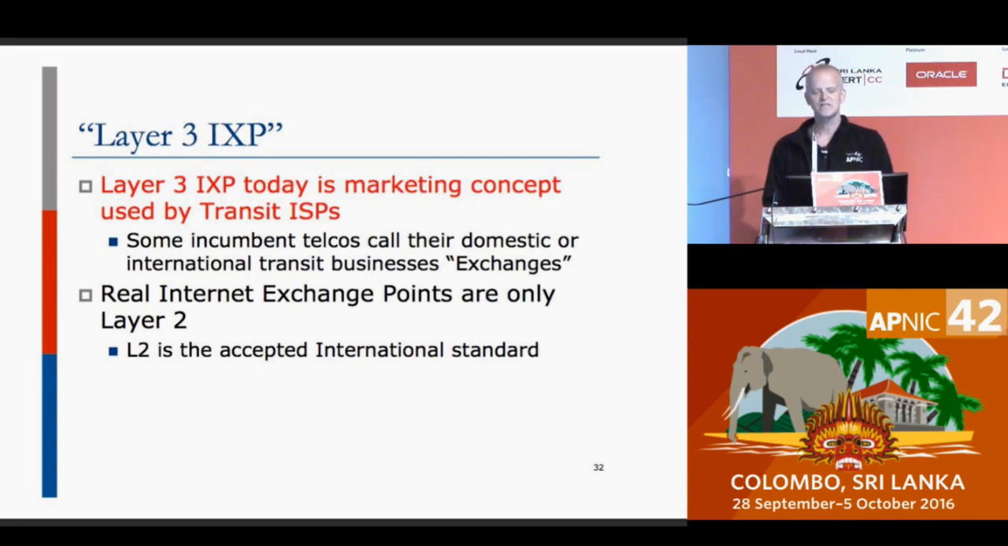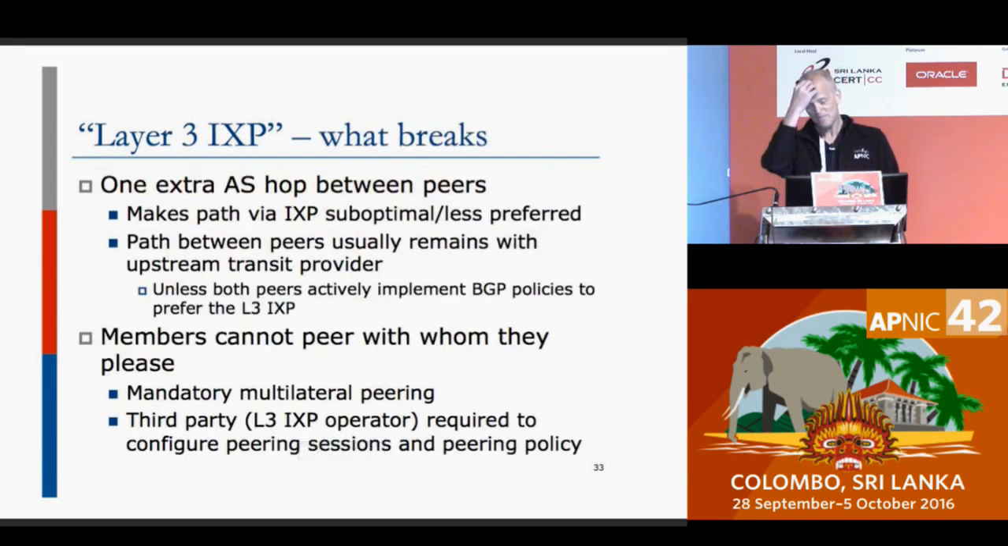Right, so layer 2 is the accepted international standard. What breaks is that it makes the path between or via the exchange point suboptimal, even less preferred. The path between peers usually remains with the upstream transit provider rather than going through the layer 3 infrastructure. Members can't peer with whom they want to peer. Your peering is determined by this layer 3 thing sitting in the middle.